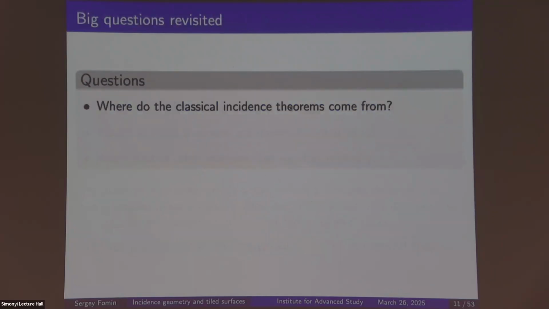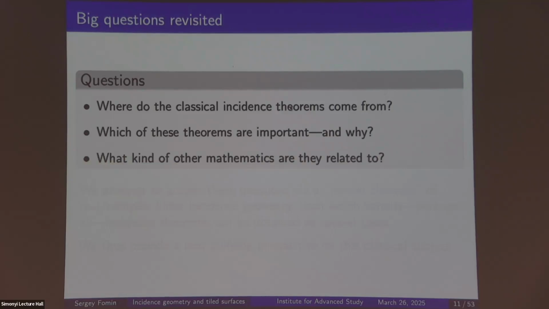So to recap this introductory portion of the talk, the key questions are: where do the classical incidence theorems come from? Which of these theorems are important and why? And what kind of other mathematics are they related to? Of course, mathematics is such that once you connect it to one subfield, then it will be connected to everything else. It just happened to be in an isolated, small connected component, and now we connect it to the giant component.